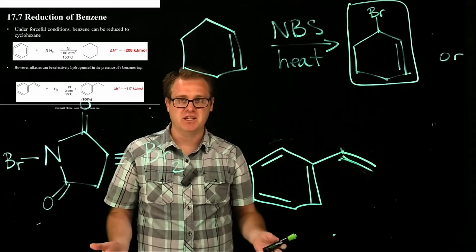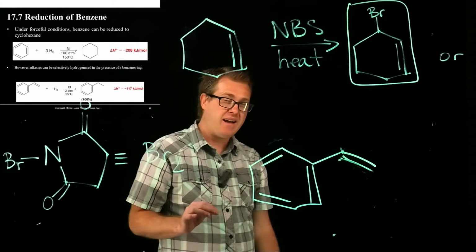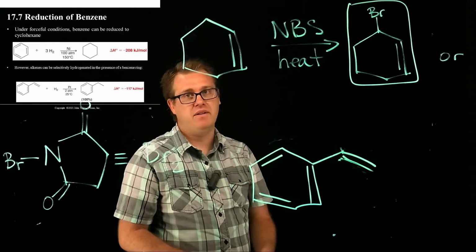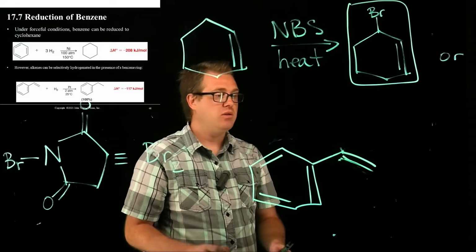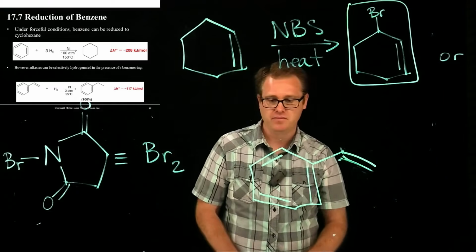We adjust the conditions. You can see that the conditions there are changed to only 2 atmospheres of pressure and only 25 degrees C. And so those conditions will only touch and reduce that alkene.